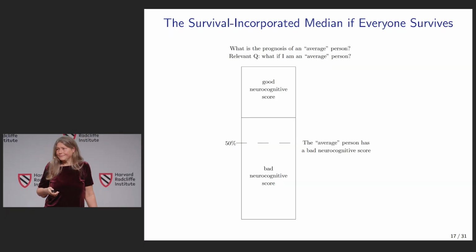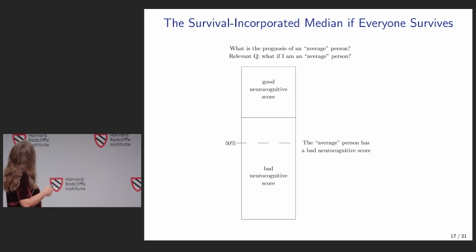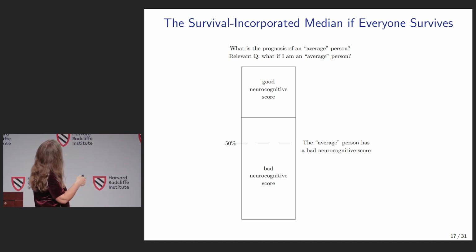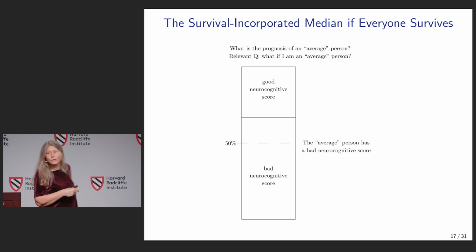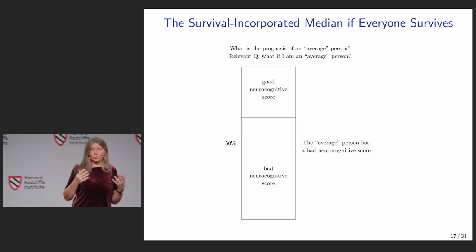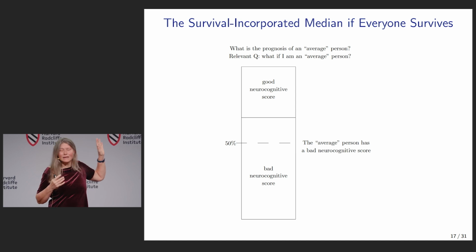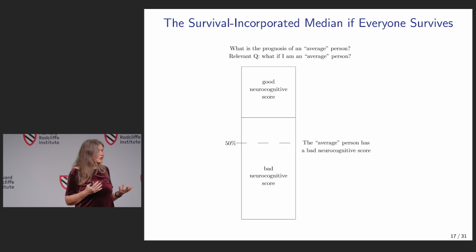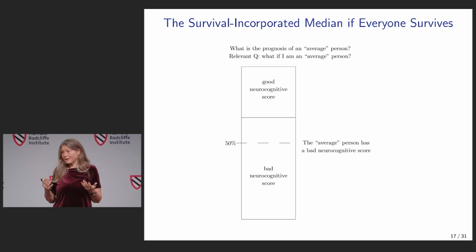We don't want to compare those who are alive under one treatment with those who are alive on the other treatment. So what then? Here's an example of people: there are people with a good neurocognitive score and people with a bad neurocognitive score, and we want to know the prognosis of the average person. This is on a scale, let's say, of 100% total, and you see that there are more people with a bad neurocognitive score. So in the absence of death, we probably say the average person, the median person, has a bad neurocognitive score.